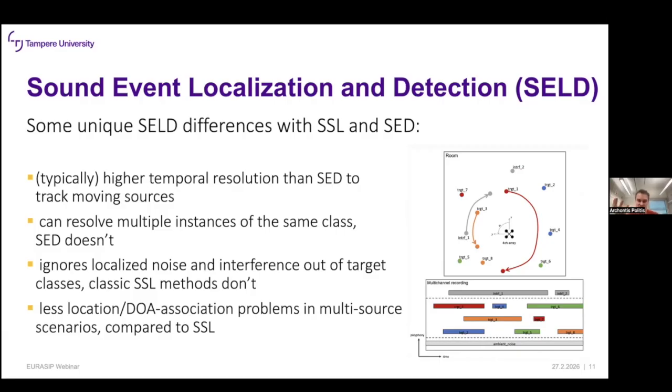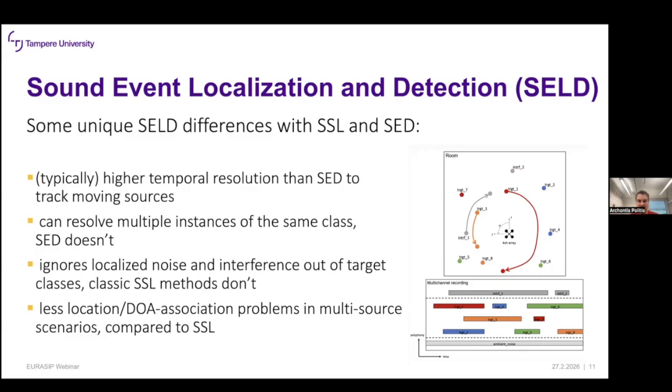Also, because you are bringing spatial information, we have the capability to resolve multiple instances of the same class, which is something that traditional sound event detection settings do not do. It doesn't matter for the output of the system if you have one dog barking or two dogs barking at the same time at different positions. However, the model should be able to resolve such a scenario.